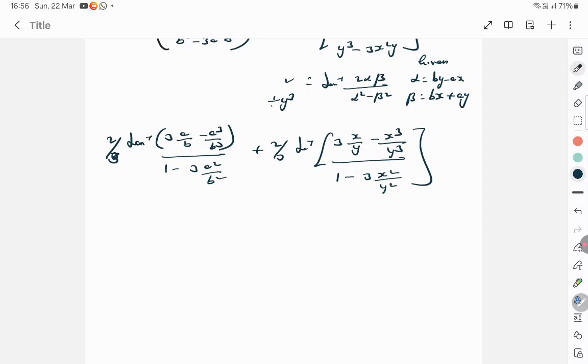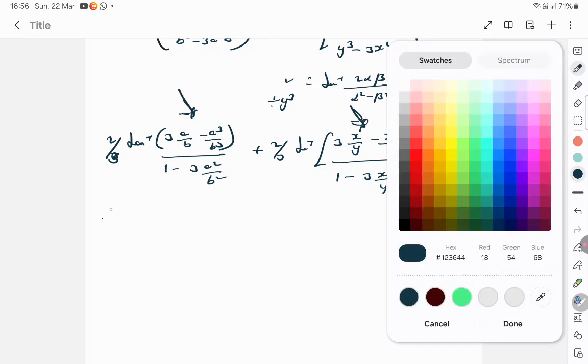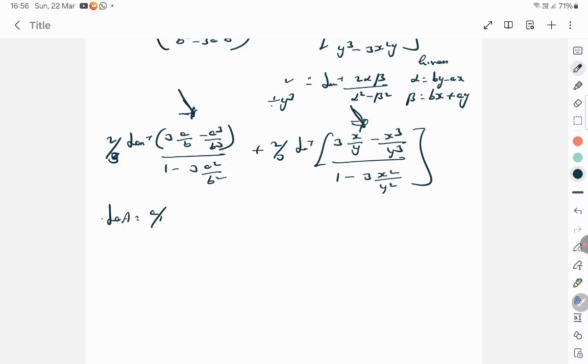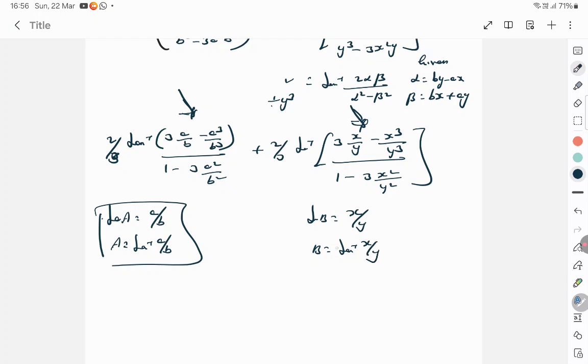Now you're going to consider it like 3 tan θ − tan³θ, and this is also the same. So a/b can be considered as tan A instead of tan θ, because there are two things that I have: a/b and x/y. For convenience, I'm going to assume tan A is equal to a/b, so A is tan inverse of a/b. And here tan B is equal to x/y, so B is tan inverse of x/y.